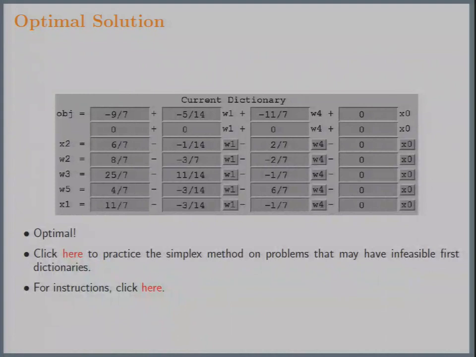Their objective coefficients are all negative. The right-hand sides are all positive. This is a completely equivalent representation to the original problem, but when we represent it this way and read off the values that we get by setting the non-basic variables W1 and W4 equal to 0 and reading off the basic variables, x2 is equal to 6/7, W2 is equal to 8/7, W3 is 25/7, W5 is 4/7, and x1 is 11/7. That is the optimal solution to the original problem.